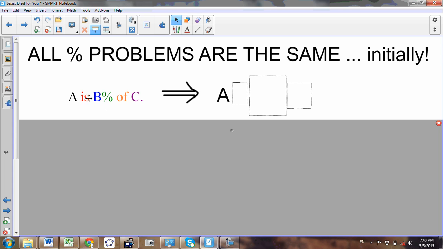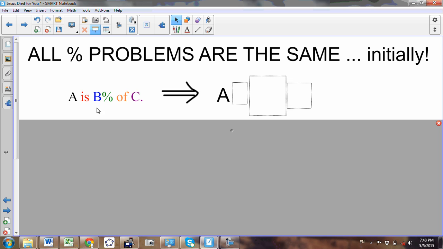So the reason that you can have three different problems is because the unknown quantity can be the A, or the B, or the C. Any of those three could be what you don't know. But this formula can be translated mathematically. So we have words over here. We're going to translate this without any words at all.